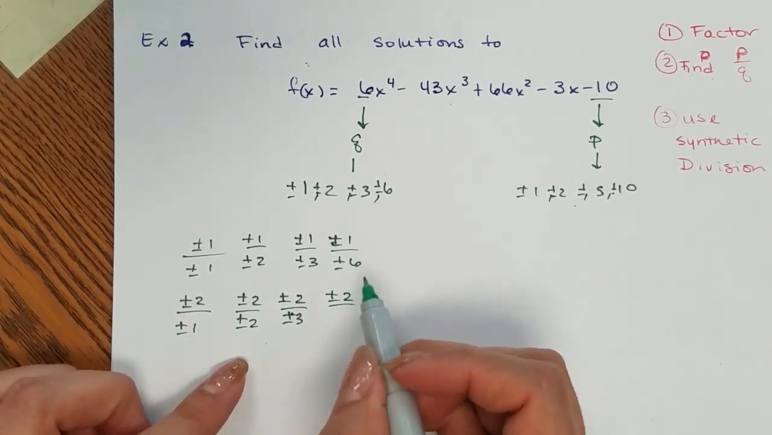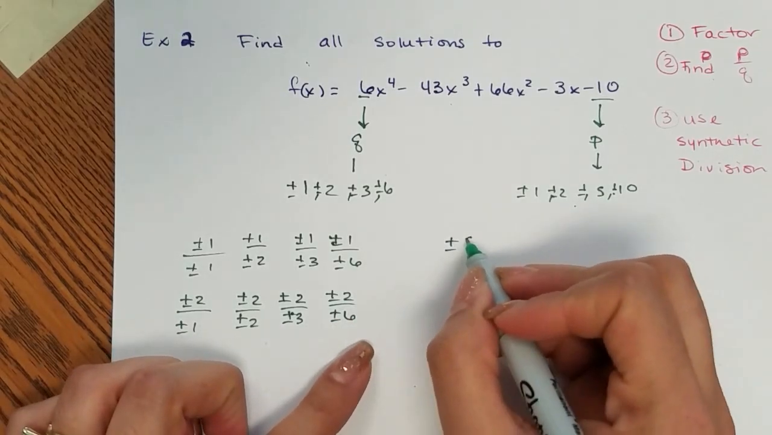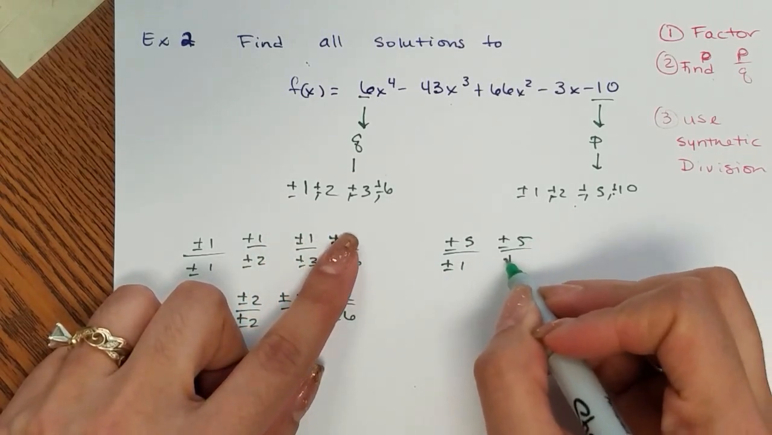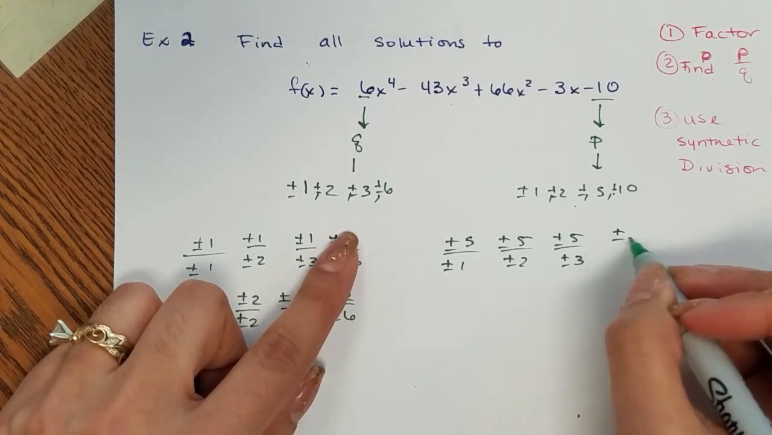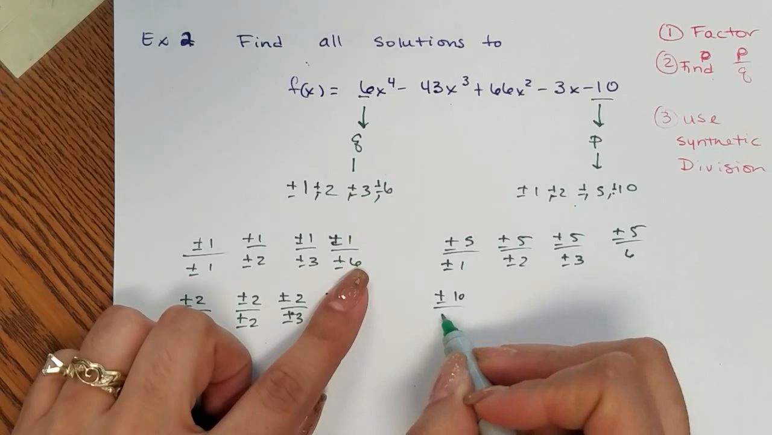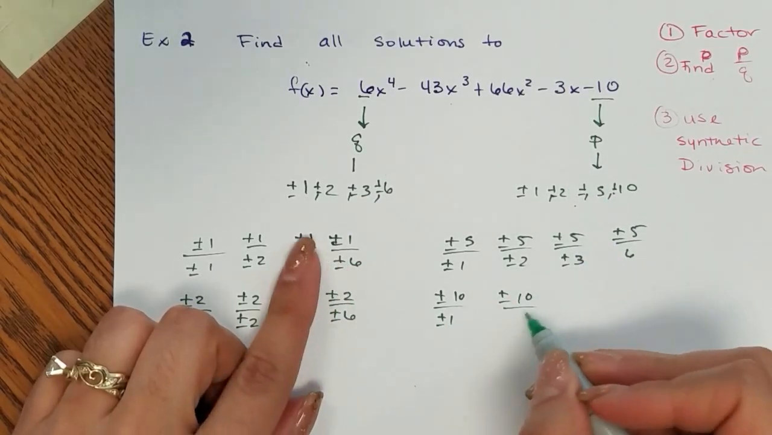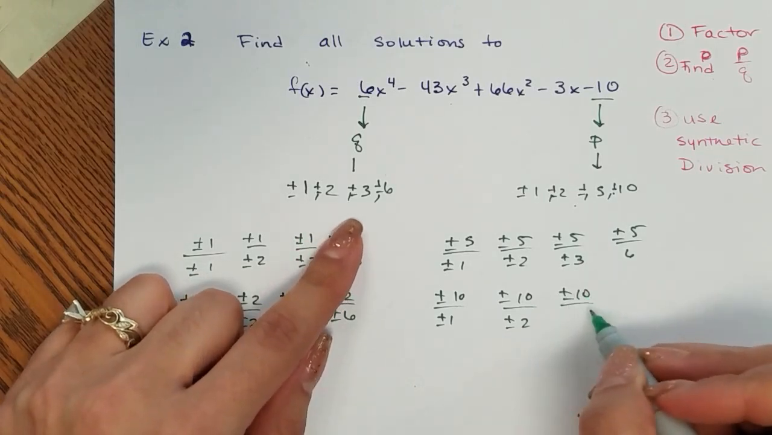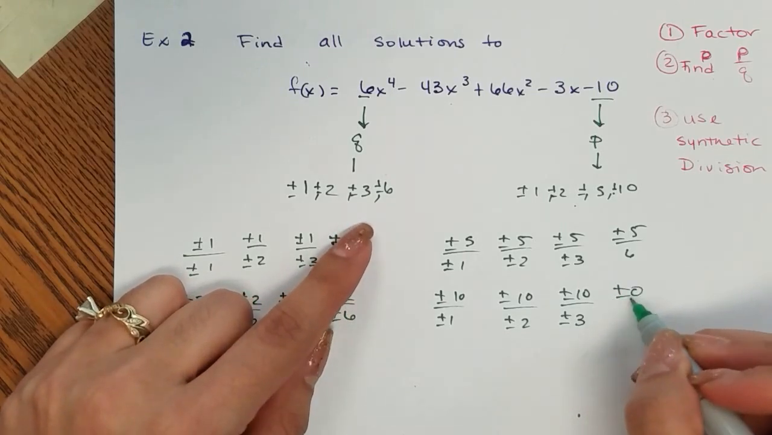Oh man, what am I doing here? Plus or minus 6, okay. And then plus or minus 5 over here, over plus or minus 1, plus or minus 2, plus or minus 3, plus or minus 6, and then lastly plus or minus 10. Now if you had like 15 factors over here, this would take such a long time. But I'm going to show you kind of how to manage this.